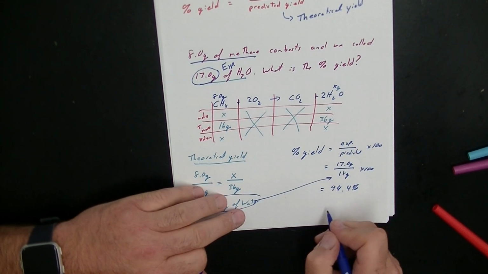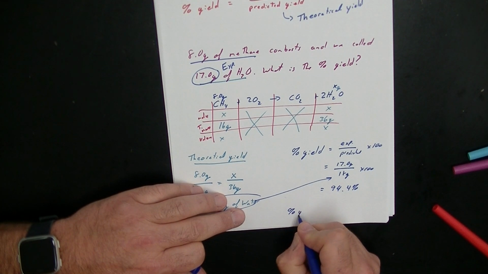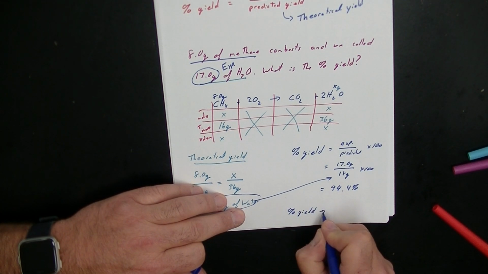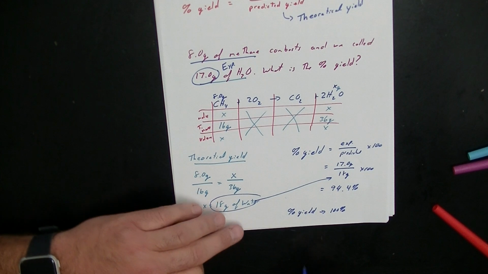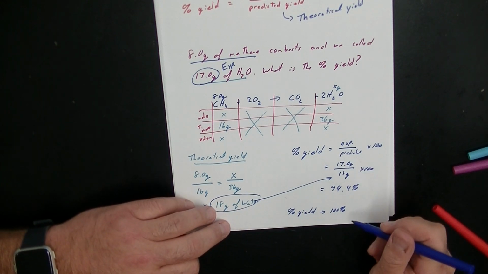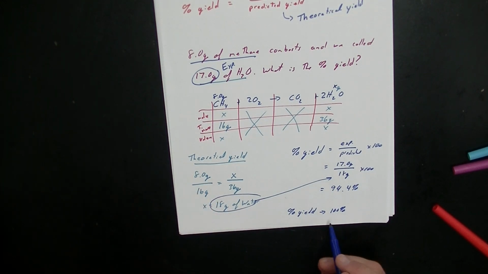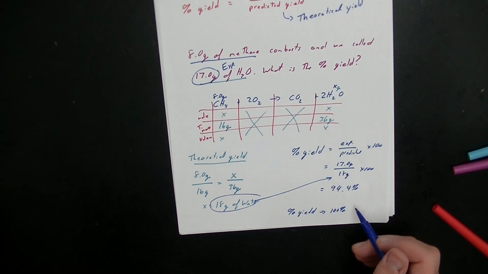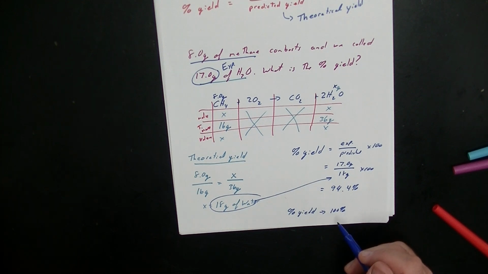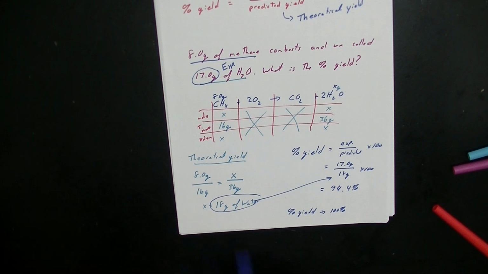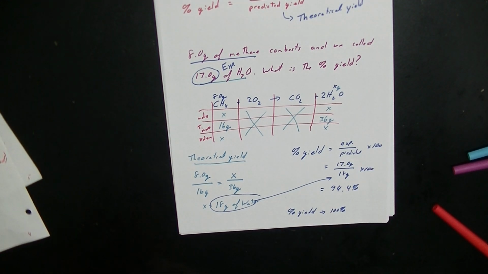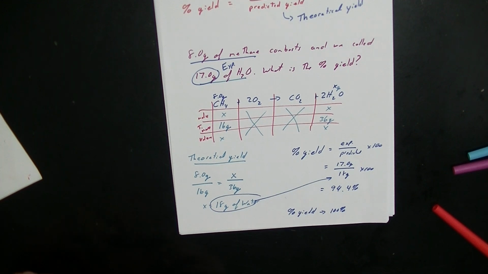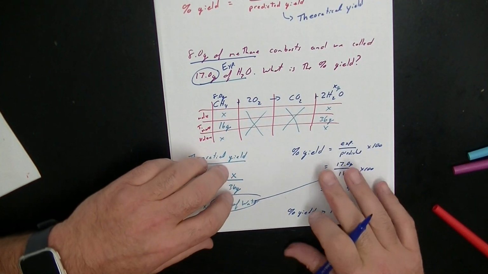Now, what do we want our percent yield to be? We want it to be 100%. If our percent yield is over 100%, that means our experiment made too much. If it's below 100%, that means the reaction didn't go to completion and we didn't make enough. So this is percent yield. Let's try another one.